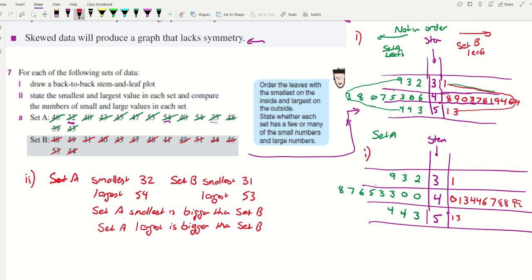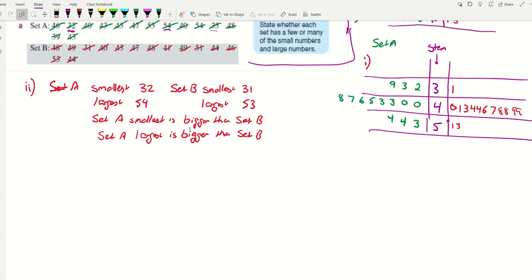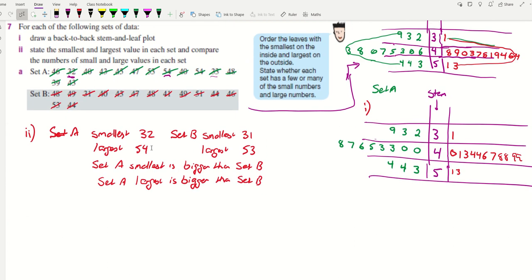What else do we have to do? State the small and compare the numbers. That's it. All right, so what we could say when we're looking at that, if we look at the difference between them, 54 minus 32 is 22, and 53 minus 31 is 22. They both have the same range.